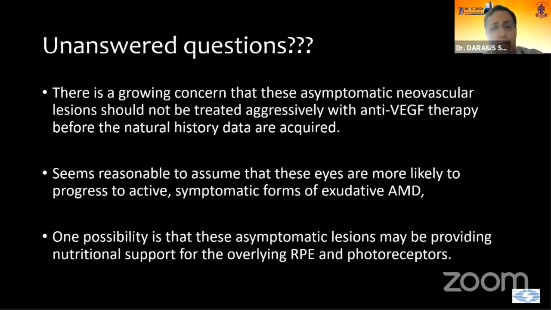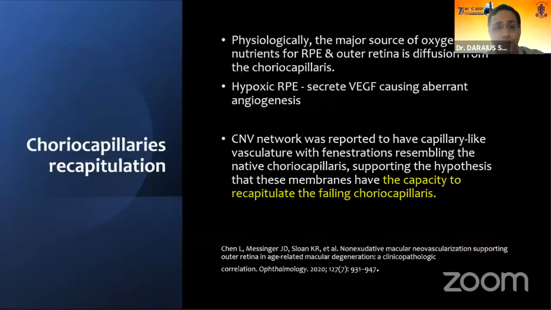What are the concerns? There's concern that these asymptomatic lesions should not be aggressively treated with anti-VEGF before we know their natural history. But it does seem reasonable to assume these eyes are going to be more likely to progress to active symptomatic forms of exudative AMD. The real crunch question here is that these asymptomatic lesions may be providing nutritional support for the overlying RPE and photoreceptors. So to prevent atrophy, we should not be over-treating these patients, just keeping them under close follow-up.